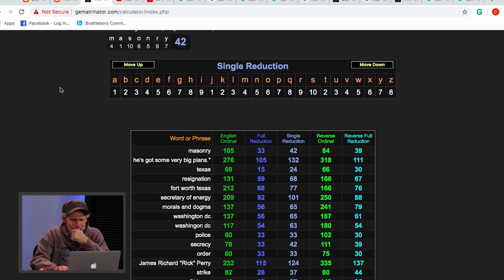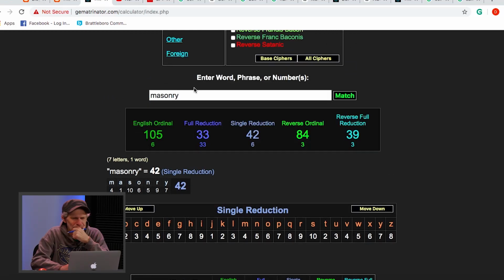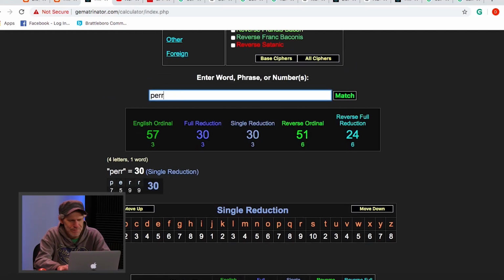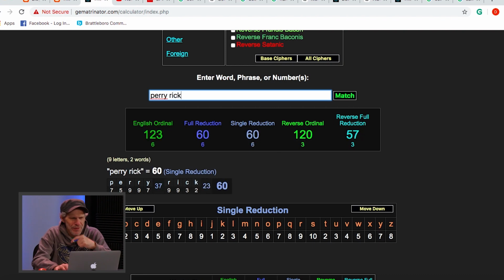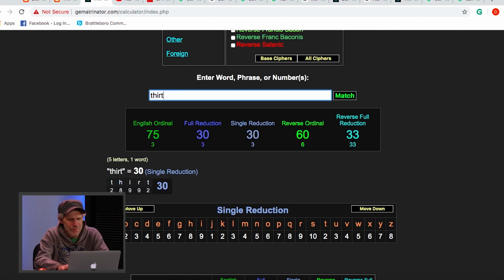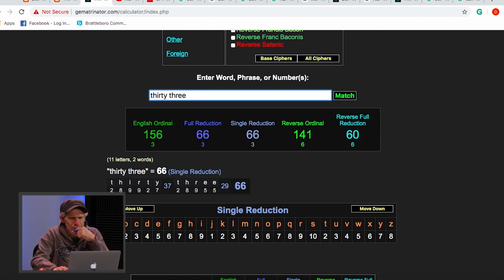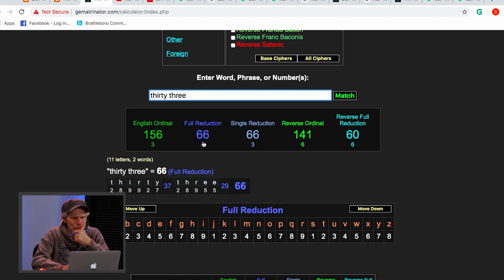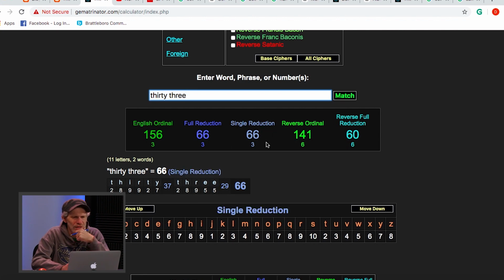I don't know. So if you write out his name, what was it, Perry? Rick Perry. Also got a connection to 33, because it's 60, and if you write out 33, it equals 60. Also, you notice it equals 66. This was on a day of 66 numerology.